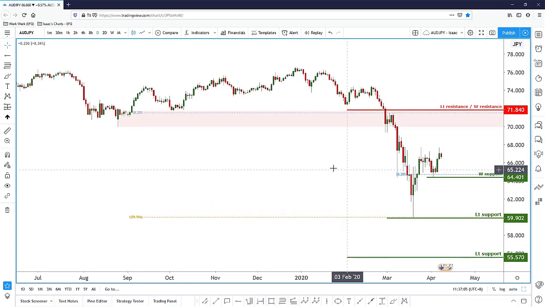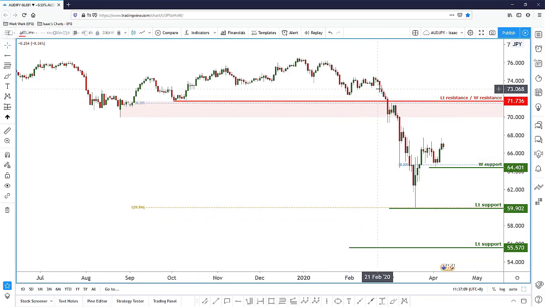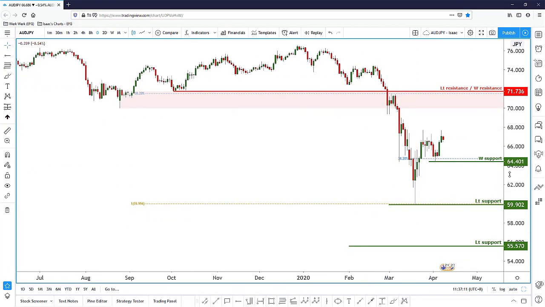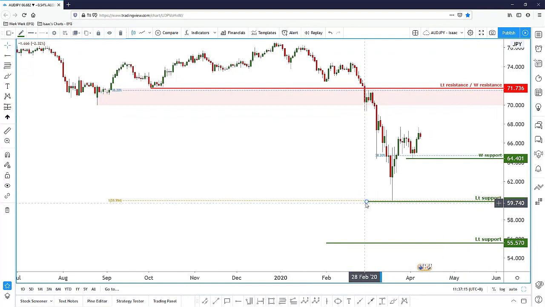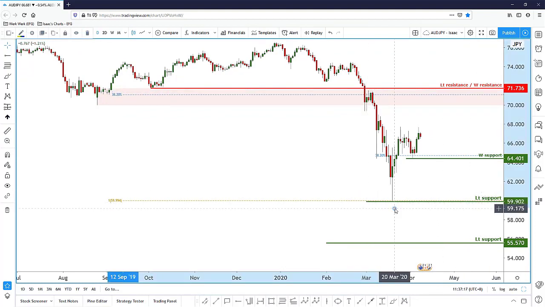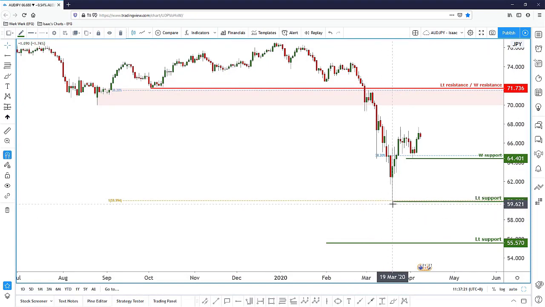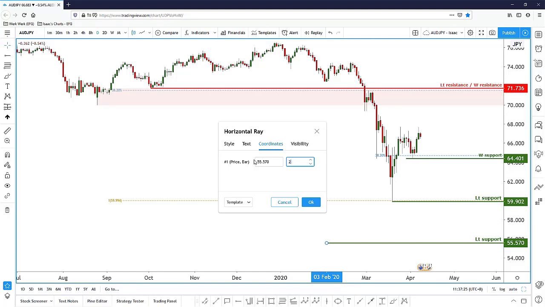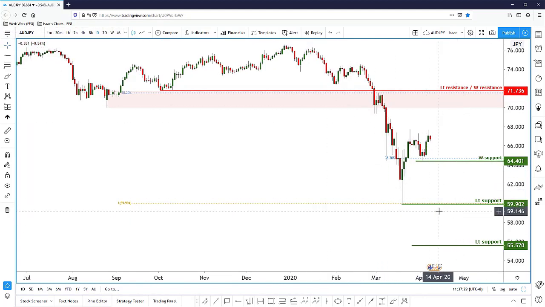Okay, so we have our, I'll tidy this up. We have the levels, the key levels that we're looking for here. Give me a moment. Okay, so we have the key levels that we're looking for here.